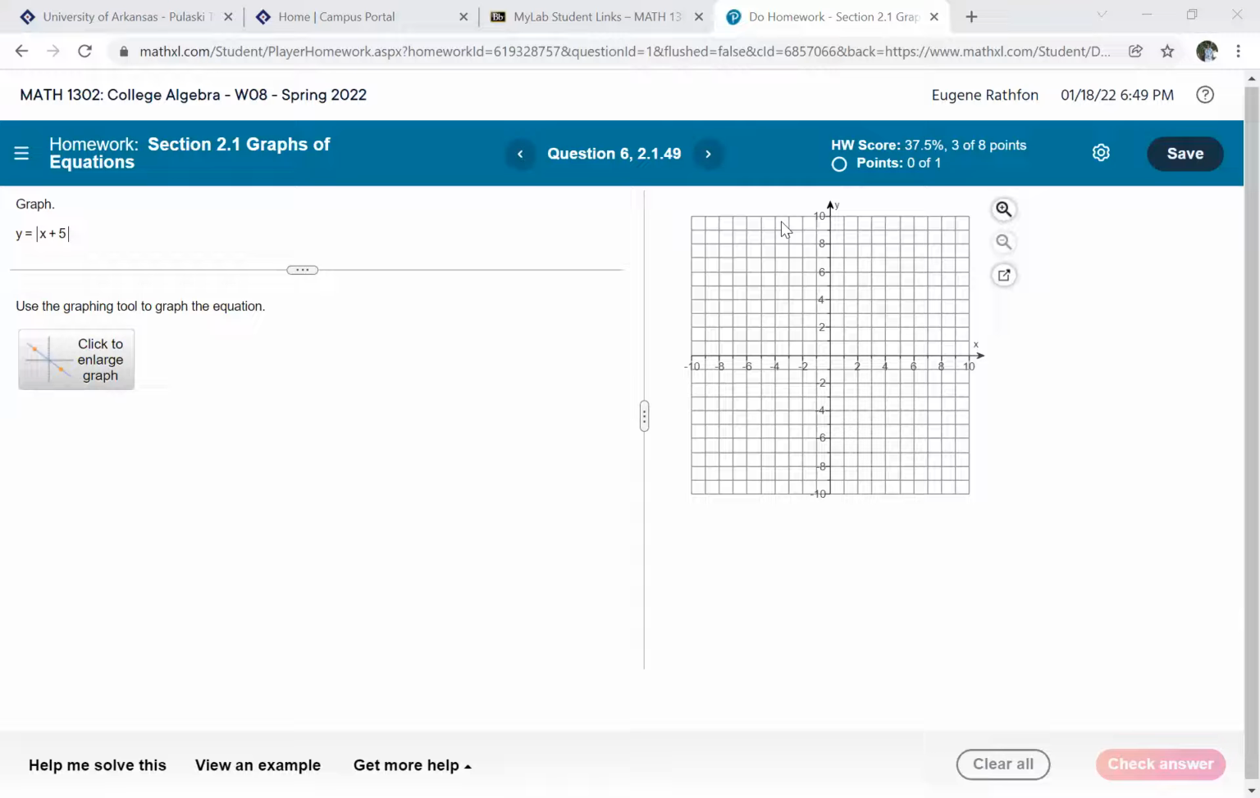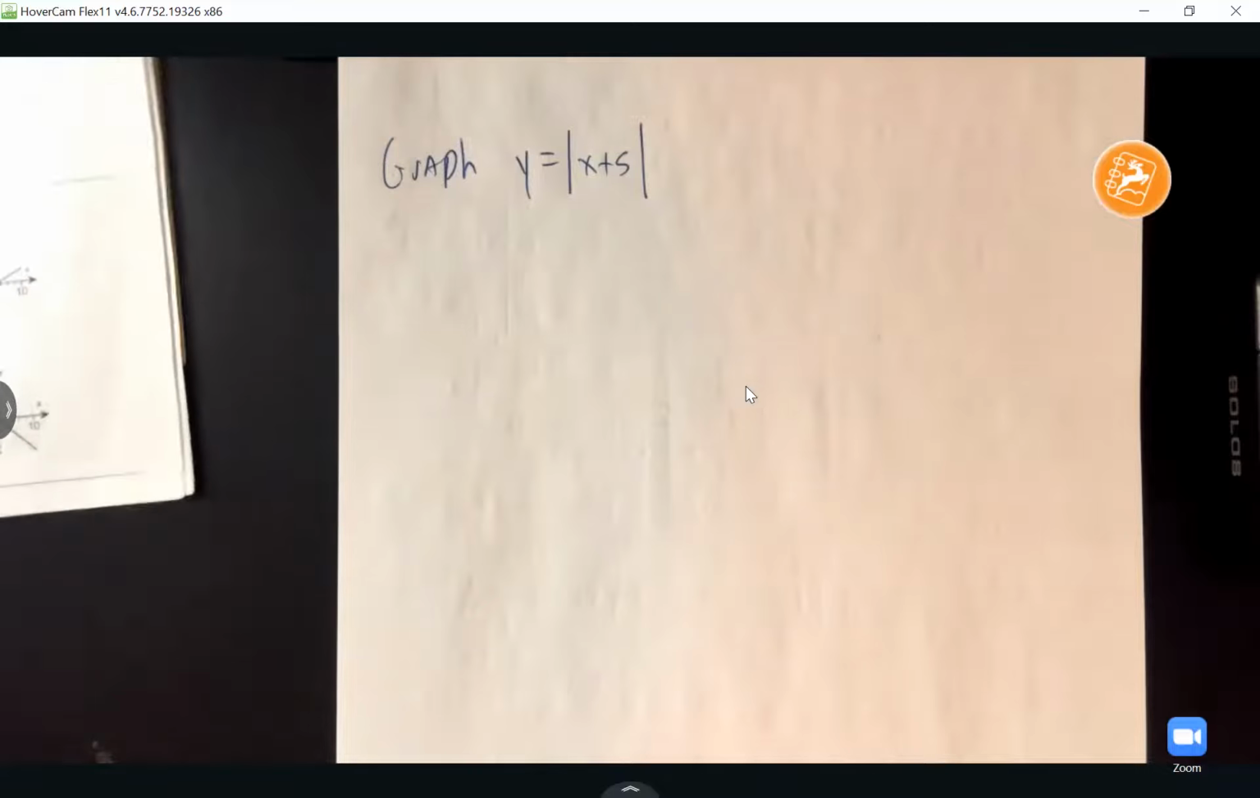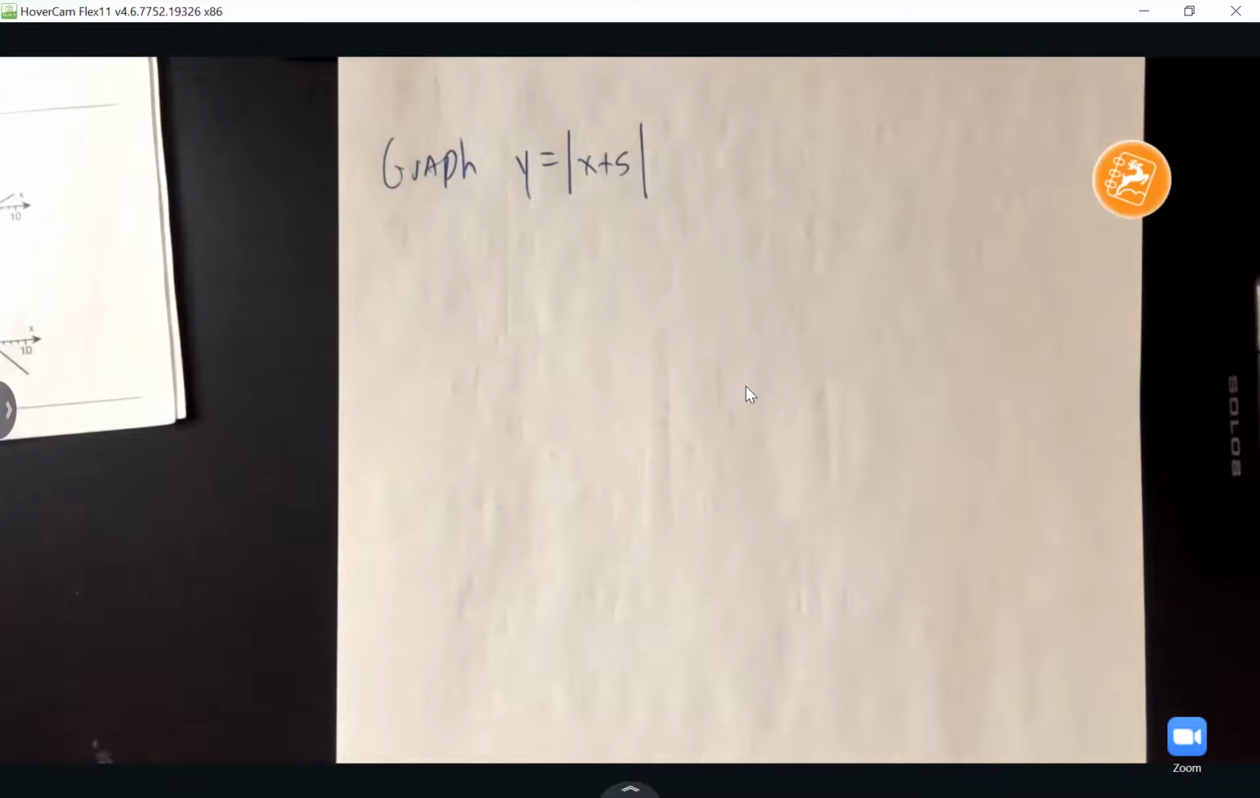Okay. All right, so what's next? Y equals, then we got what, an X plus 5 inside these lines. So here's a question. What do those lines represent? Perfect. Any guesses on that? No. No. Are they absolute numbers?